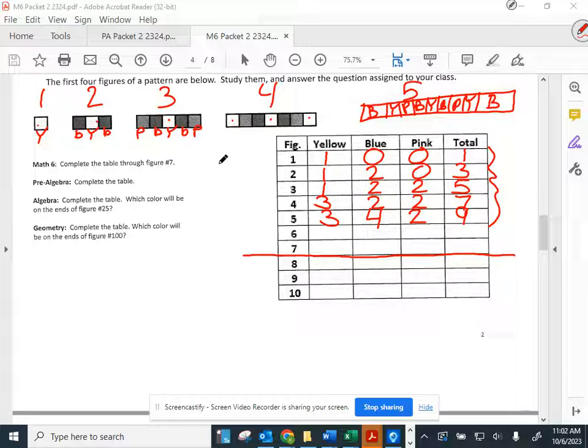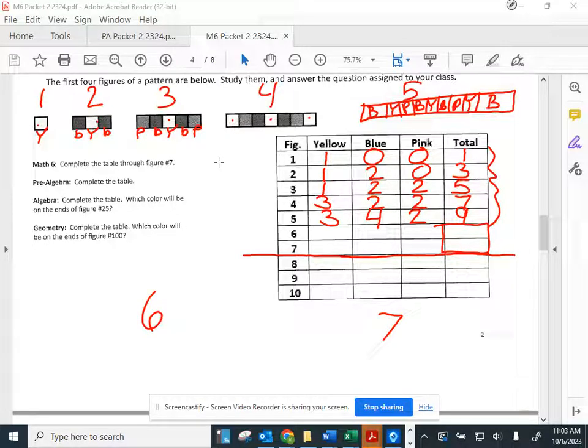So you have to look at it. You can draw out a figure 6 and a figure 7 to help you, or you can find the patterns and just increase those patterns. Keeping in mind, we know how many are supposed to be in that total box because we're counting those odd numbers.